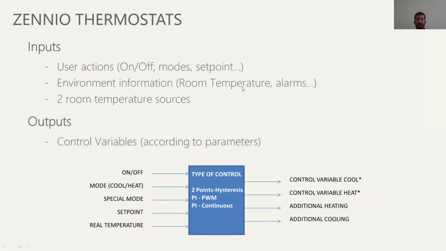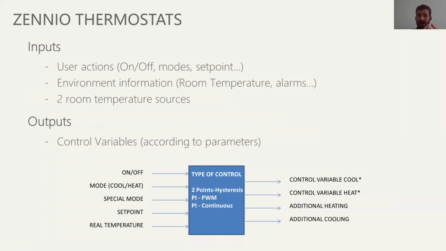So again, the Zenio thermostat has, or every thermostat in KNX, but getting into the Zenio thermostat, the thermostat has some inputs, whether that's user actions, turning on and off the thermostat, changing the mode, changing the special mode, changing the set point. So we consider that as inputs. Actually, this would be what in the ETS looks like, has the W flag, so you can send something into the device.